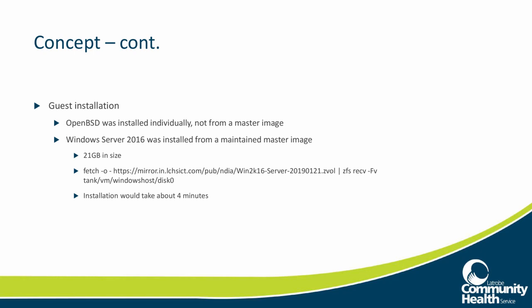Guest installation. So OpenBSD was installed individually, not from a master image. That way we could have IPsec keys and SSH keys all individualized. And if you've ever done an OpenBSD install, it's all of 30 seconds, and that's if you're slow. The Windows Server 2016 was installed from a maintained image, an image that we cut that hadn't been activated. All we do is keep it updated, and then once we've installed it, we activate based on the UUID that's in the virtualization startup config file. So this is how we pump it straight from our mirror server straight to the zvol, ready to rock and roll.